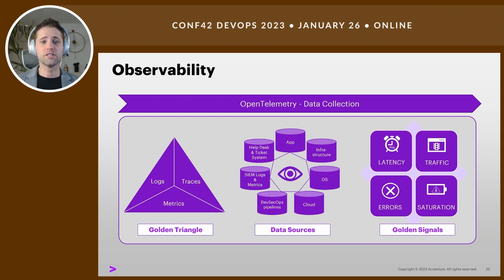Here are a couple of notions relevant for observability. We have different sources of data illustrated in the center figures that we need to observe. As we mentioned, observability is the ability to measure a system's current state based on the data that it generates, such as logs, metrics, and traces, the so-called golden triangle of observability on the left-hand side, while on the right-hand side, we see the golden signals, which consist of latency, traffic, errors, and saturation.